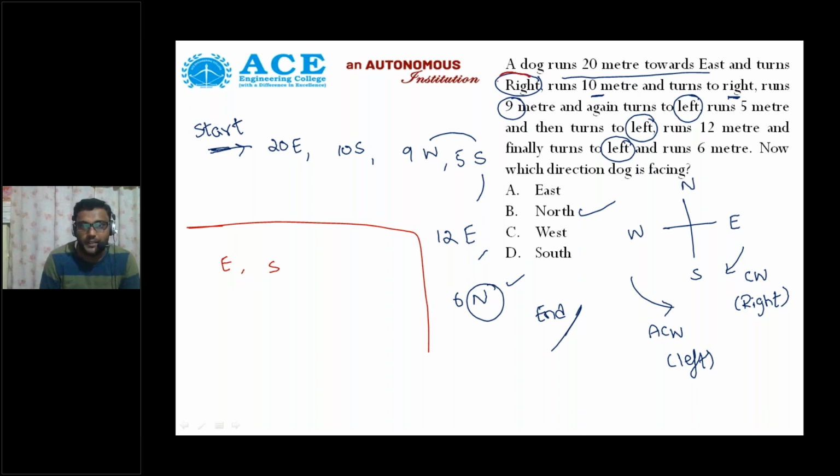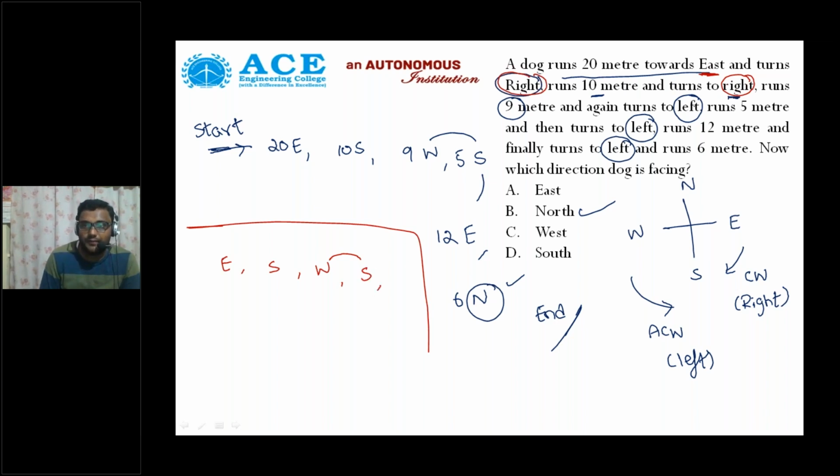So I'm just repeating this. From east, right side means we will get south. Again now right, from south right side means we will get west. Clockwise you have to go. From now you have to go left. Left means from west, left side means anti-clockwise. You are again back to south.